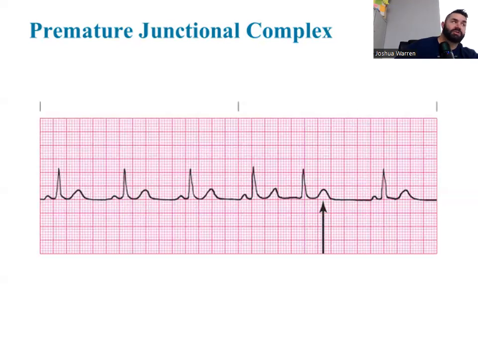Now, the accelerated junctional, so accelerated junctional is 60 to 100. And then junctional tachycardia is 100 and above. Now, tell me about a PJC. Well, the rate can be anything. It could be a brady, a normal, or it can be junctional. It can be a tachy.